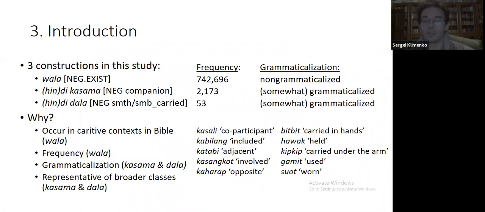On the other hand, it includes nouns referring to objects which are used in a certain way. Well, the most generic noun out of these being the noun gamit, which means just an object used by someone. But there are plenty more nouns with more specialized meanings, like suot, something worn as an item of clothing. And finally, kasama and dala have a more generic meaning within these two respective classes of nouns.